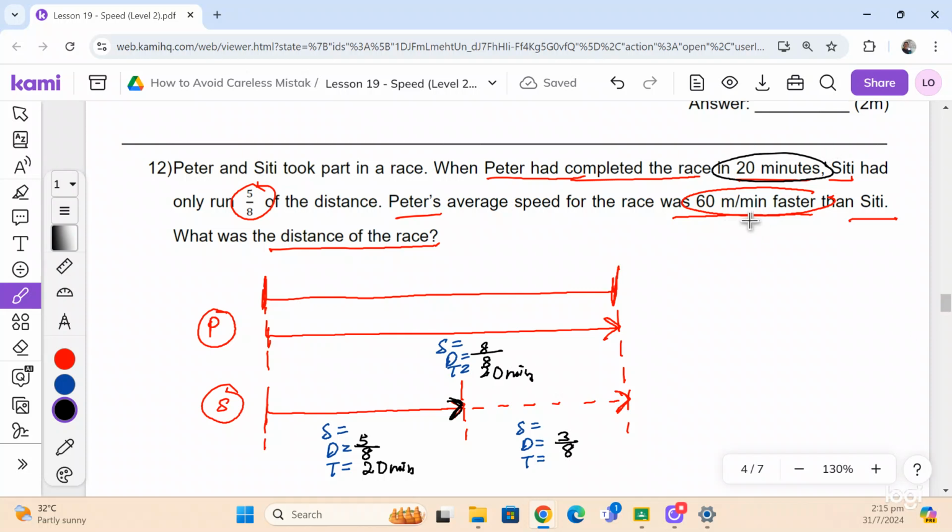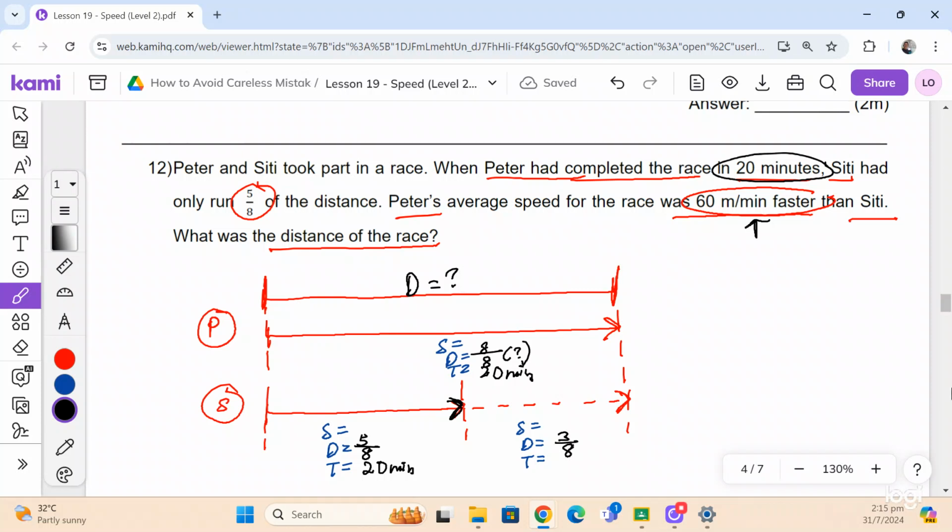Do I put the 60 meters per minute faster into the model? No, we can't, because that's not the speed of Peter. This is not Peter's speed, so you can't put it inside. So we just leave it out. So what was the distance for the race? And that's your question mark. Or you can find the distance of the question mark here on top, same. Alright, that's the distance line. And your model is done.